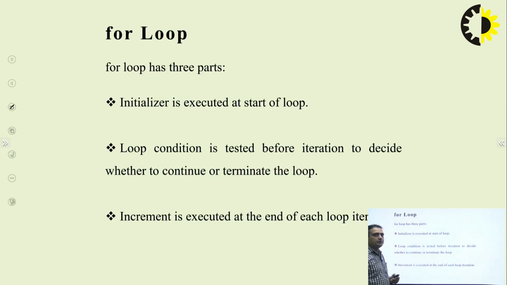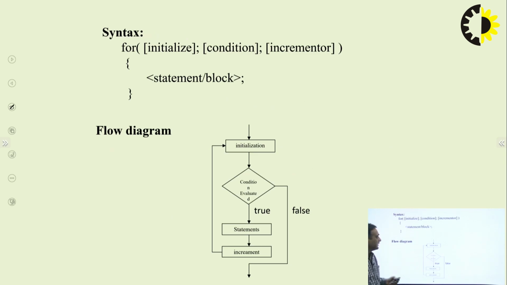Next, the for loop. The for loop has 3 parts. Initialization is executed at the start of the loop. Same as before: initialization, condition, increment and decrement. Here is the syntax of the for loop. For, while, do while are keywords, and they are case sensitive. When you are using a while loop, for loop, or do while loop, please put all the characters in small letters.